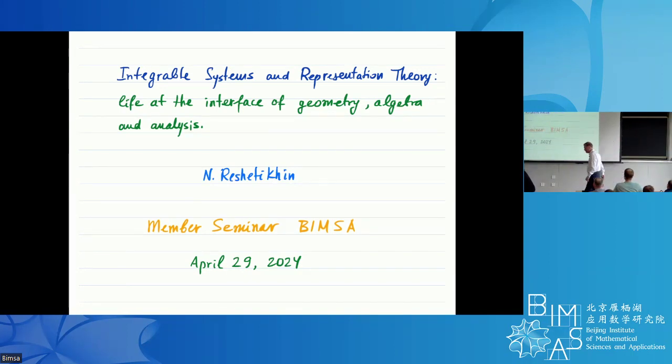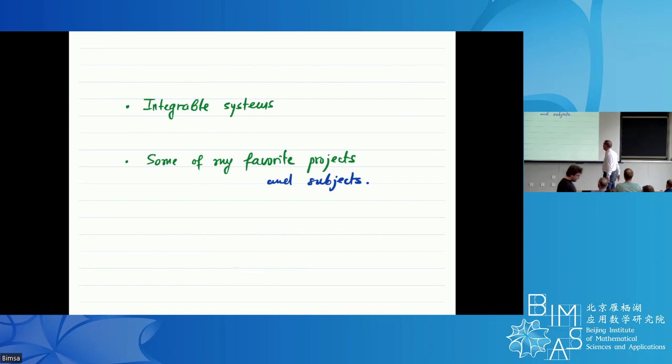So, here's the plan of the talk. First, I will explain what an integrable system is. I think many people know this, and I think many people know it in different ways, so we just want to make it uniform. And then at the end, I will describe some of my favorite projects.